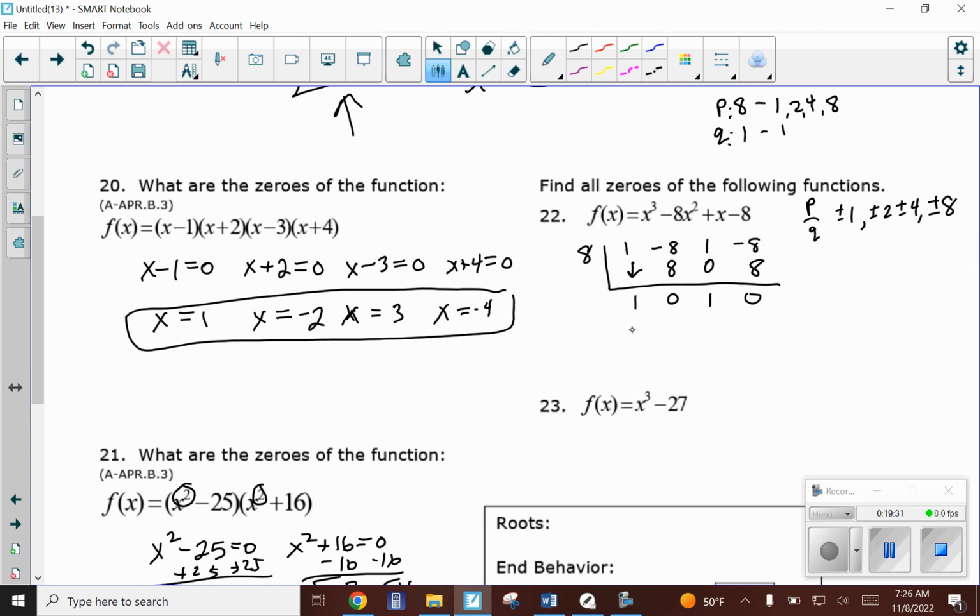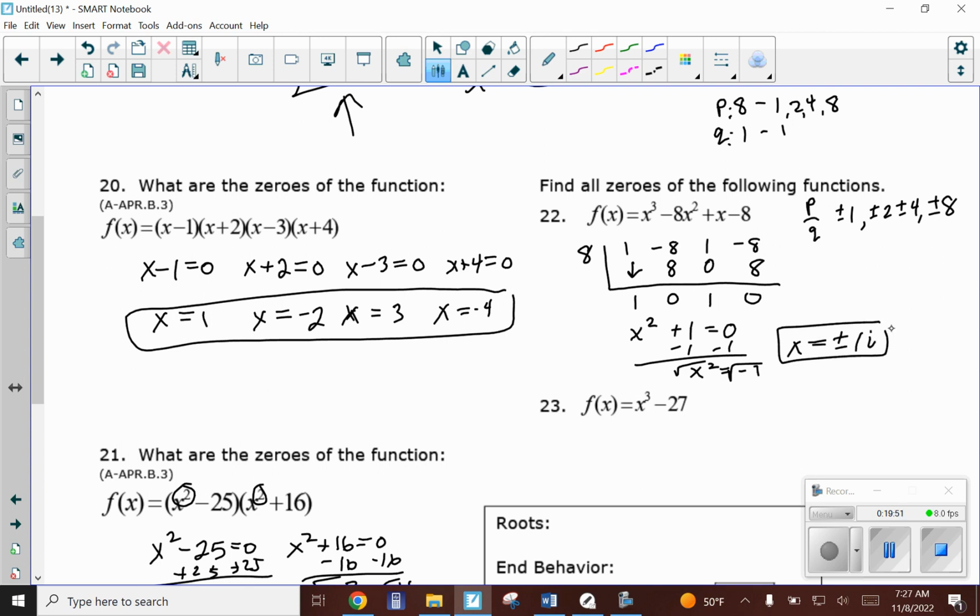So let's see what we got here. So this is x squared plus 0x plus 1 equals 0. And now I'm going to have to solve this. So I'm just going to subtract 1 from both sides. So x squared equals negative 1. And then I'll square root this. So x equals plus or minus 1i.